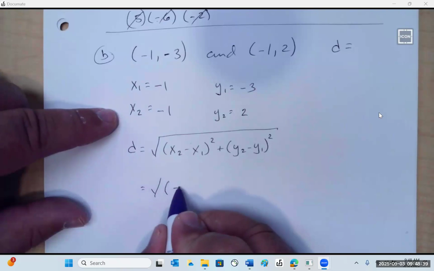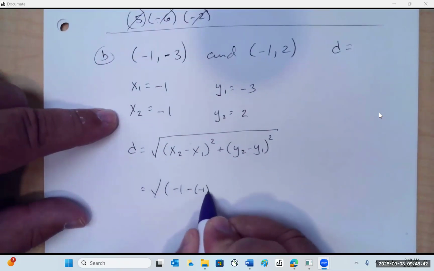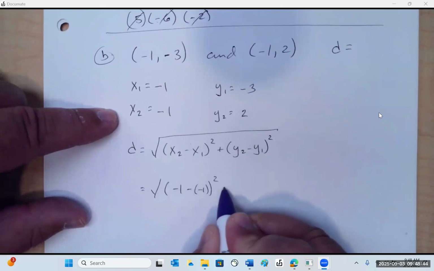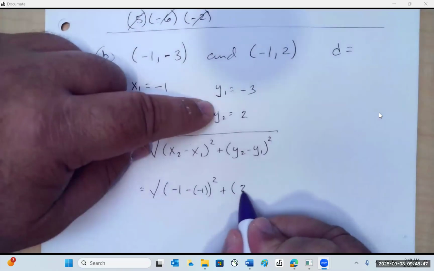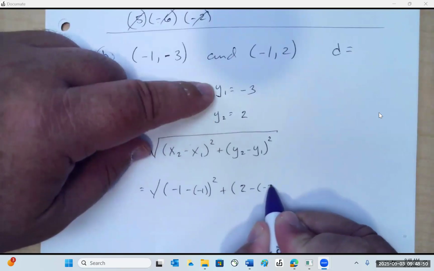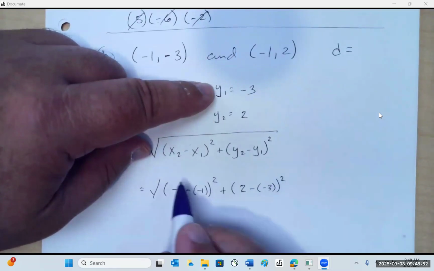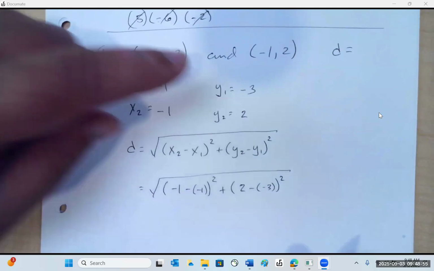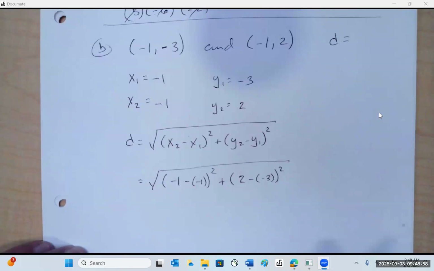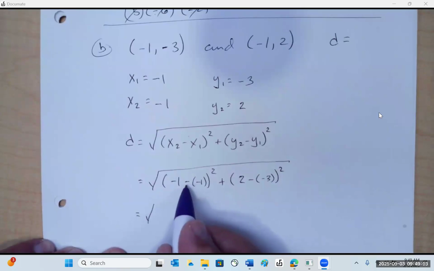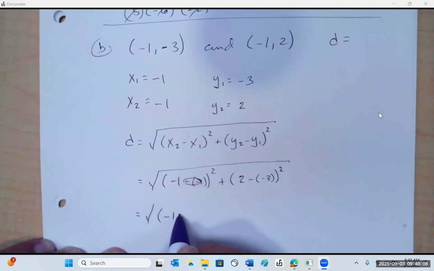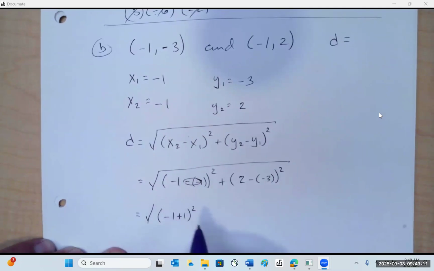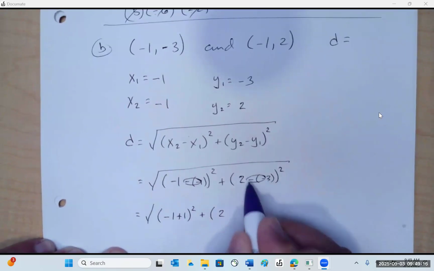So X2 is negative 1 minus negative 1, plus 2 minus -3, squared. So we have -1, a negative and a negative becomes a positive 1. Negative and a negative becomes a positive.